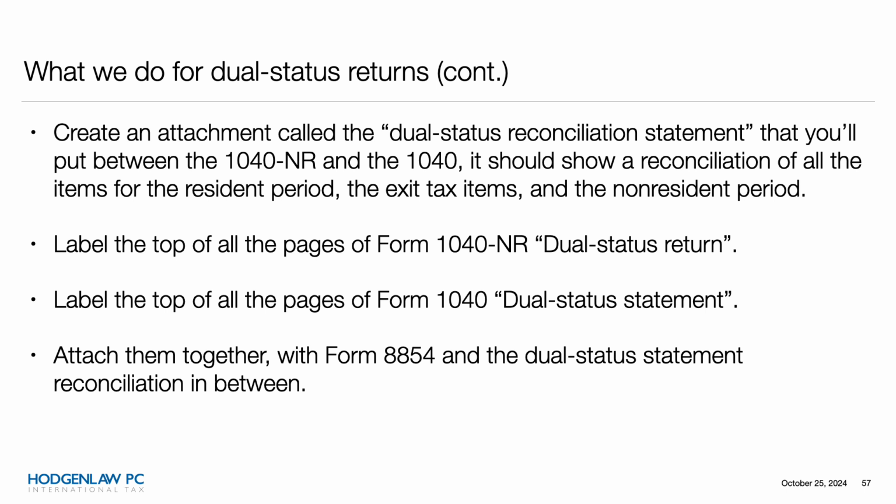So we create an attachment called the dual status reconciliation statement. You'll see that on the next page in a second, that you put between the 1040 NR and the 1040, and it should show a reconciliation of all the items for the resident period, the exit tax items, and the non-resident period. Label all the pages from the 1040 NR dual status return, all the pages from the 1040 dual status statement, and attach them together with Form 8854 and the dual status reconciliation statement in between.